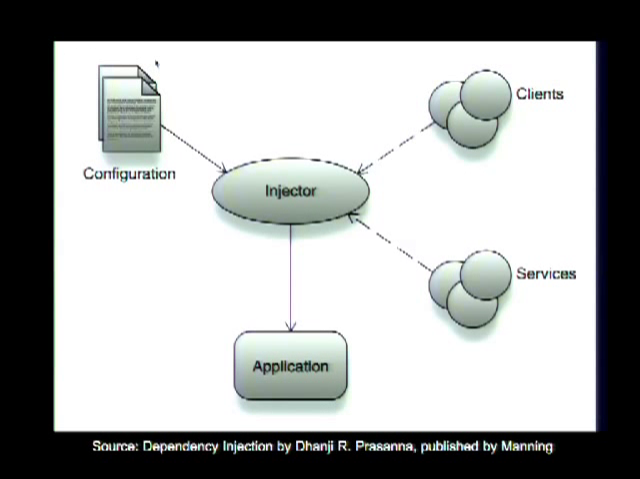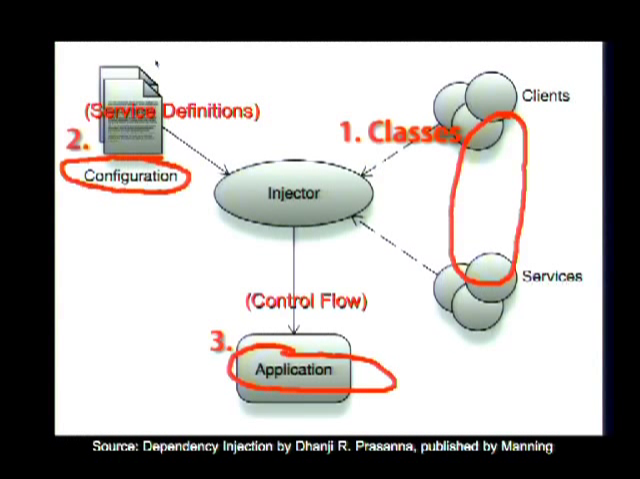So I found this nice diagram in a book on dependency injection, which I think gives a nice simple overview of how things work together. But I've added my own personal touch to it, because basically there are three things you need to be aware of when you're working with a dependency injection container. The first is classes, and by that I'm just referring to what we've already talked about. All your classes are nicely decoupled from each other and they're just declaratively expressing their dependencies.